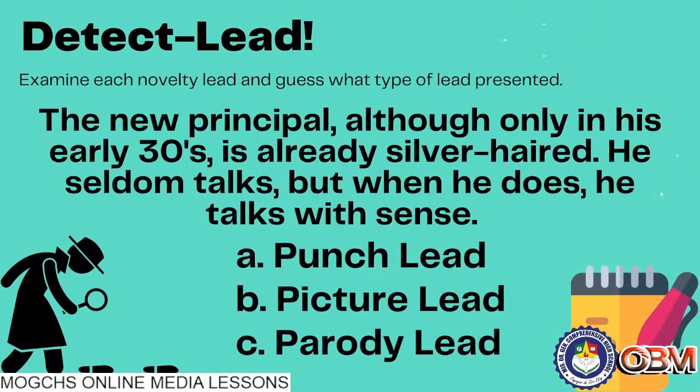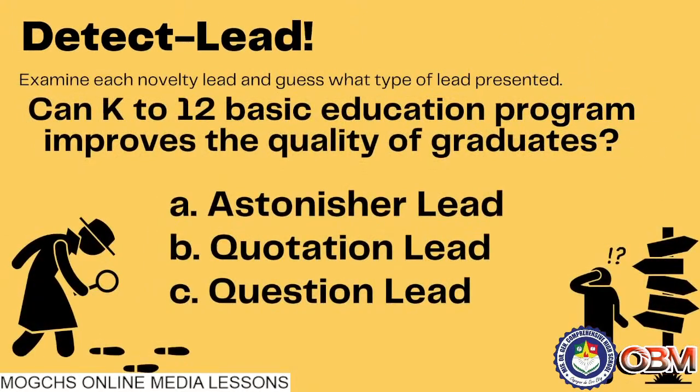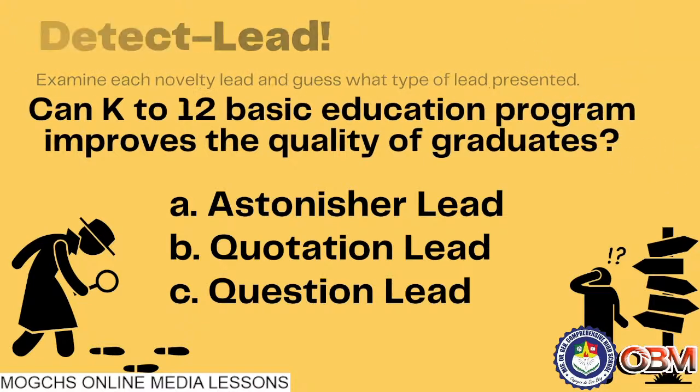Number 3. The new principal, although only in his early 30s, is already silver-haired. He seldom talks, but when he does, he talks with sense. Letter A, punch lead. Letter B, picture lead. Letter C, parody lead. Number 4, can the K-12 basic education program improve the quality of graduates? Letter A, astonisher lead. Letter B, quotation lead. Letter C, question lead.